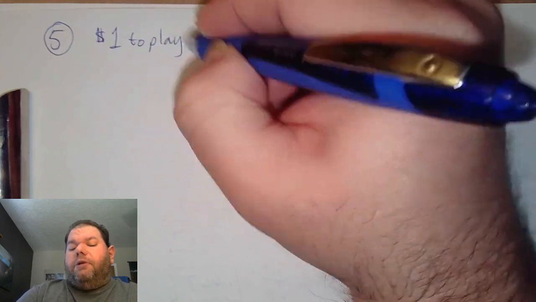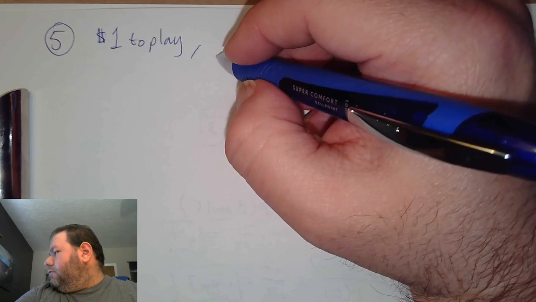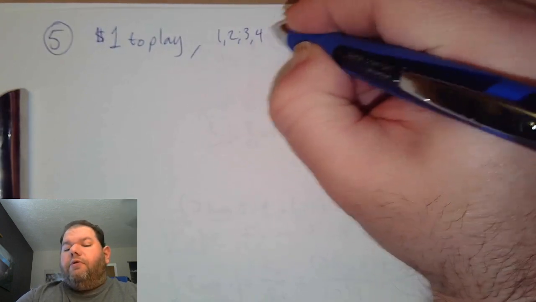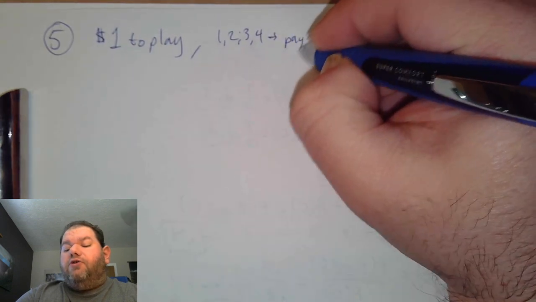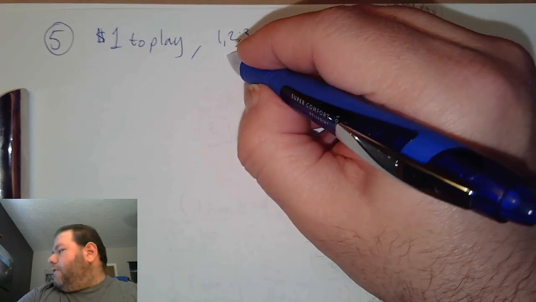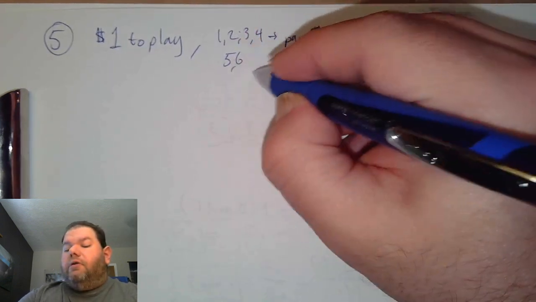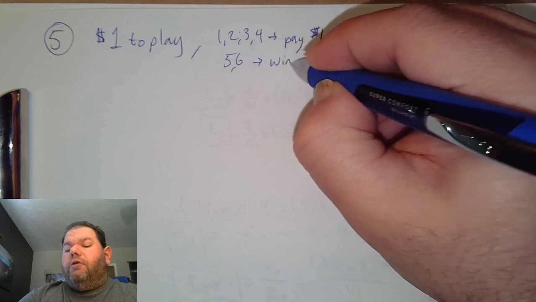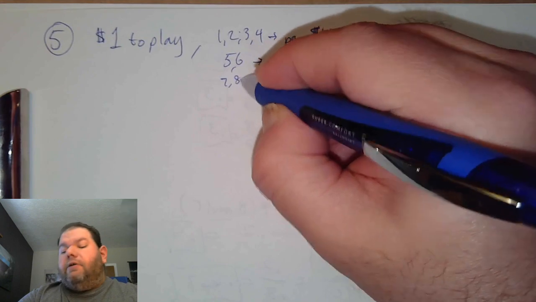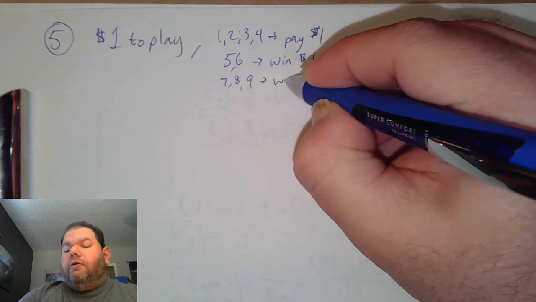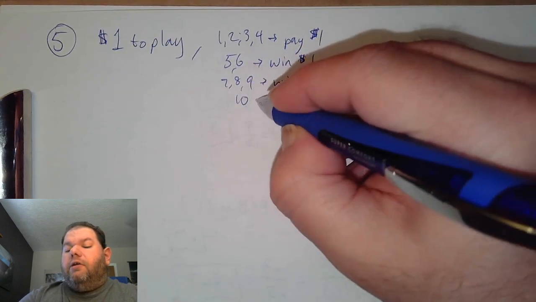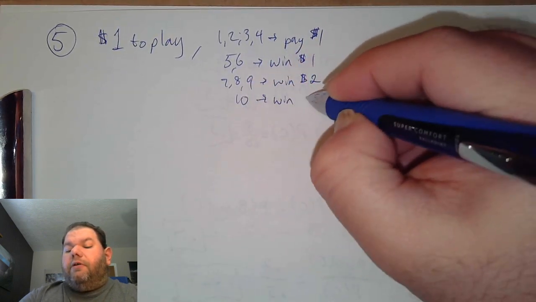So we know $1 to play, 1, 2, 3, 4, we pay an additional $1. 5 and 6, you win $1. 7, 8, and 9, we win $2. And 10, we win $3.